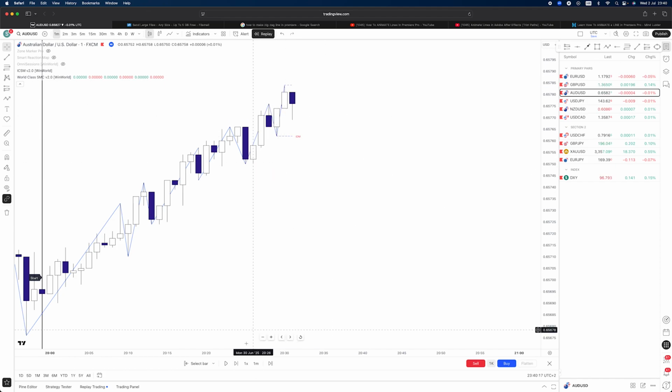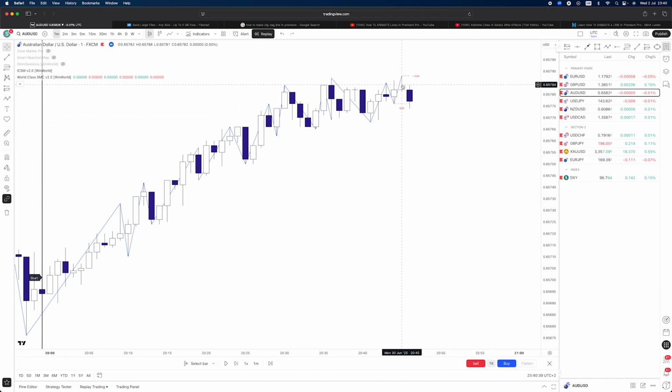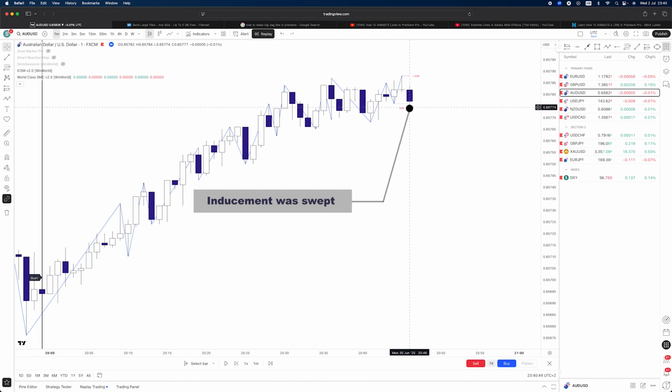In this case, inducement will keep shifting until the price level drops below the inducement price. At that point, we can say that inducement is swept and we need to wait for a new inducement to be created.